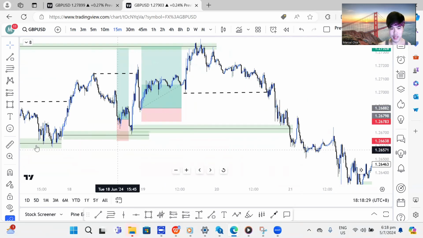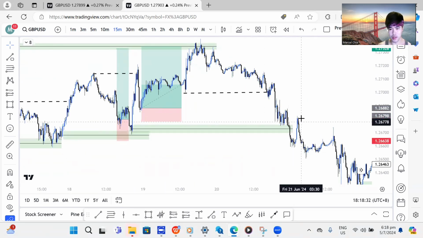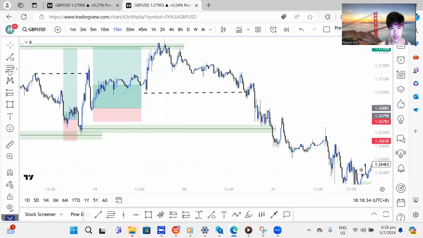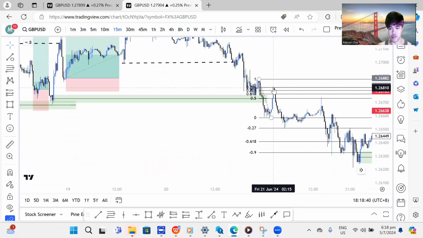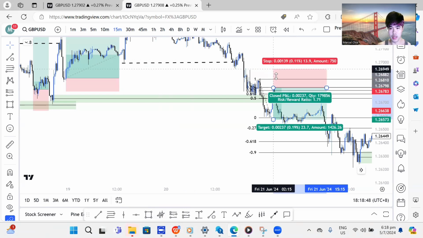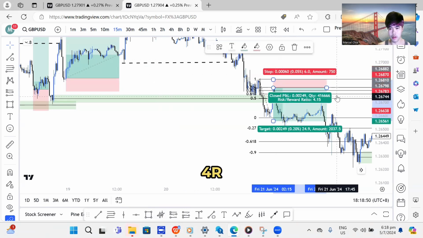So you see that once this demand has been broken here, it came back up to retest this level. So this could potentially be a trade here as well, right? Which fell very perfectly at the 78.6 Fib retracement zone. So this is another example of how premium discount zones could be used as well.